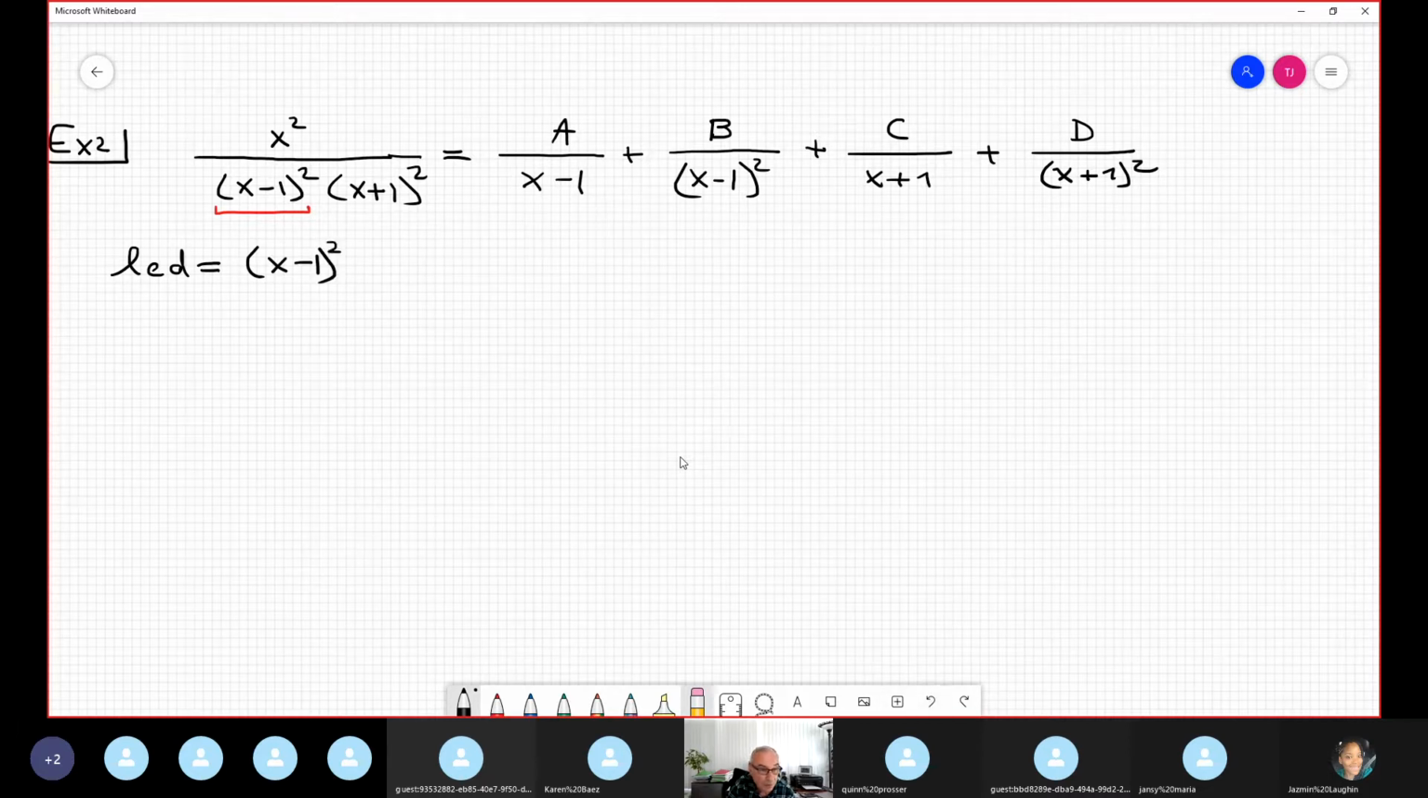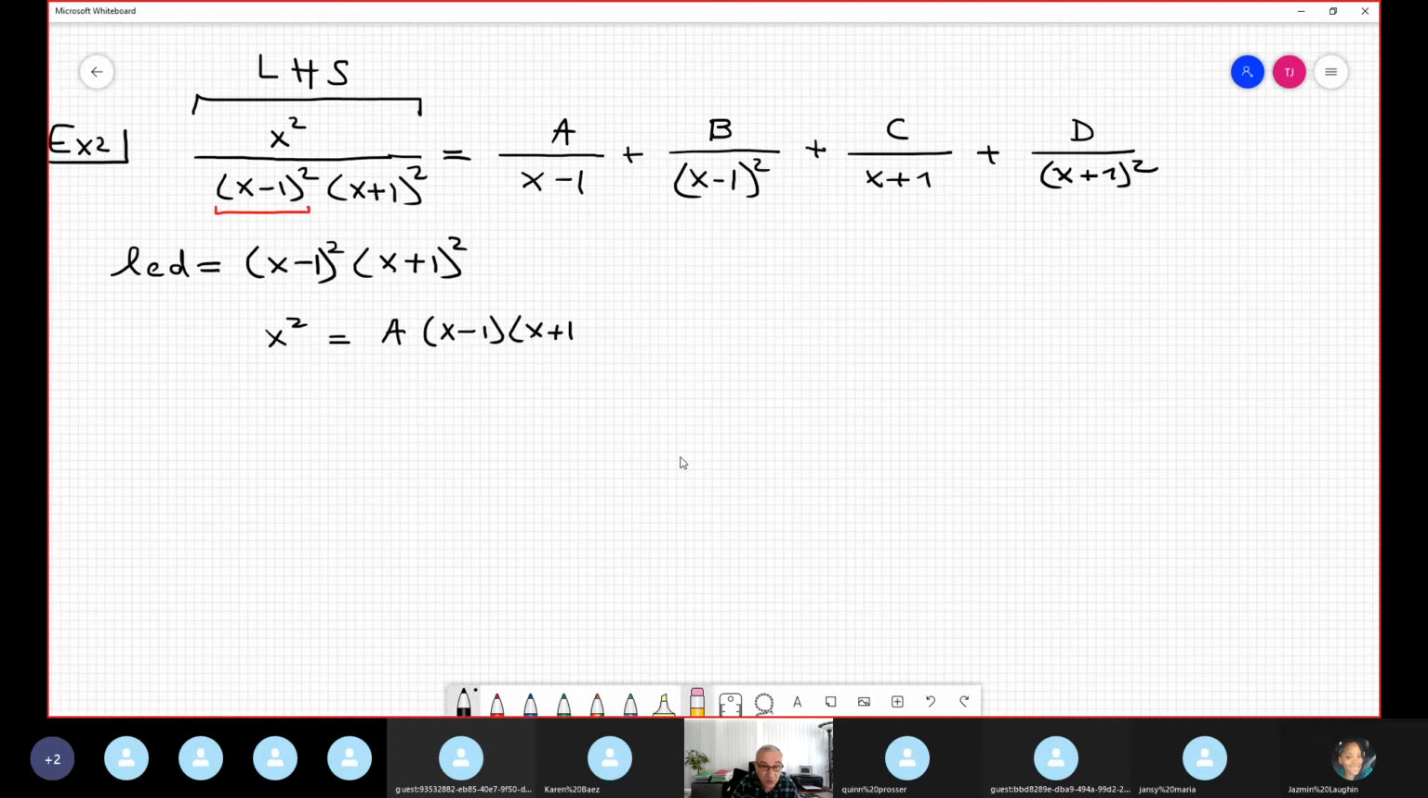x plus 1 squared. This is the LCD. I multiply the whole thing by the LCD. On the left-hand side, only x squared stays. And on the right-hand side, A stays, of course, and for the first term, at least x minus 1 is cancelled one time, and what stays is 1 times x minus 1 and x plus 1 squared. Do you follow me? It's super easy.